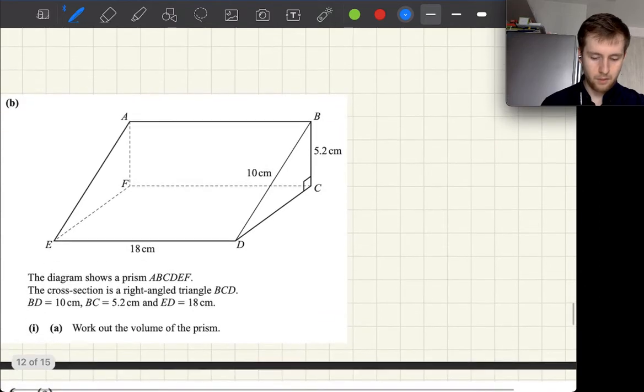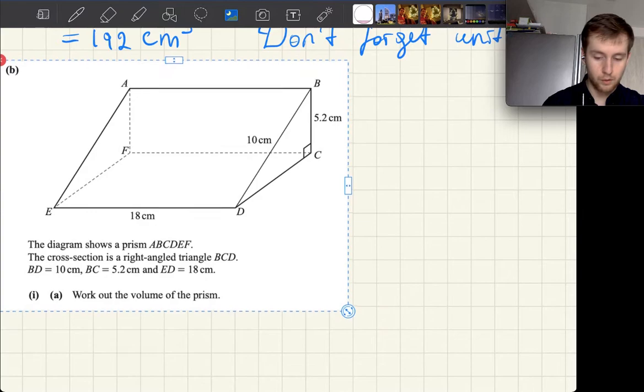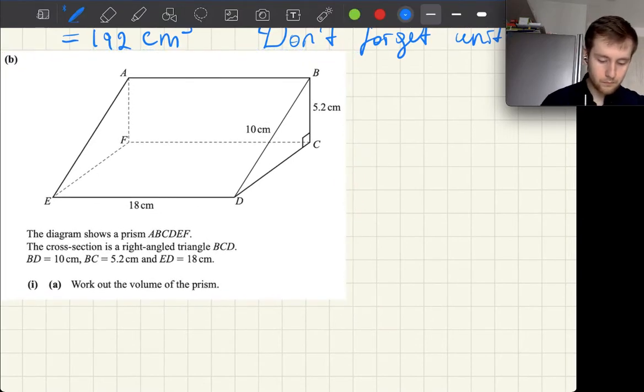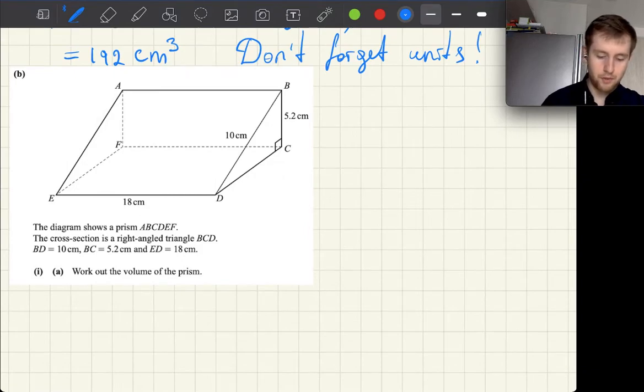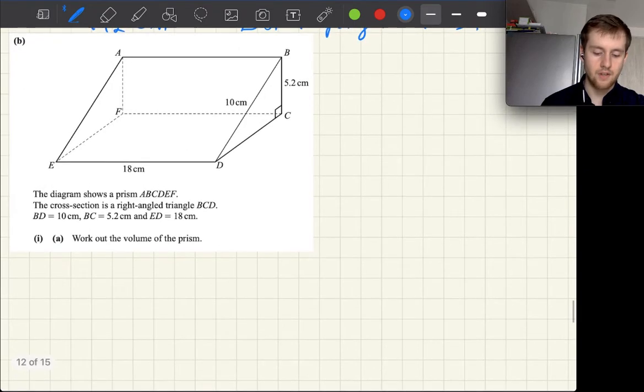Okay. And here we have a small fragment of a question, not the whole question. But anyway, it's quite interesting, I think. So the diagram shows a prism ABCDEF. The cross section is a right angle triangle BCD. BD is 10, BC is 5.2, and ED is 18 centimeters.